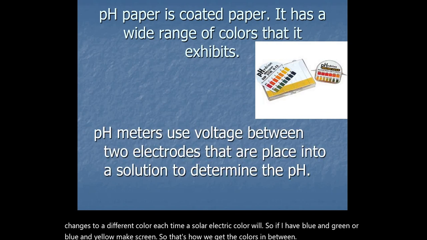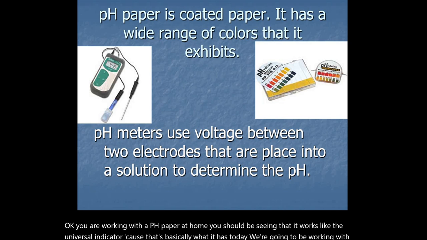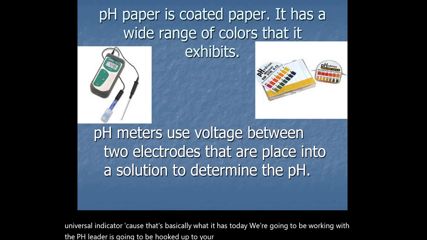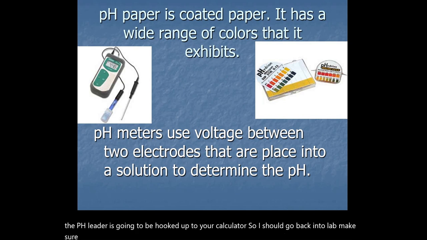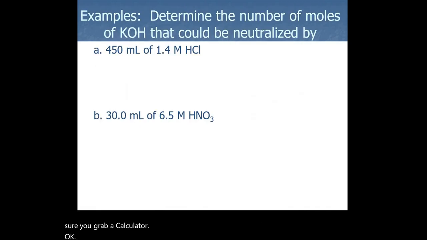You are working with pH paper at home. You should be seeing that it works like the universal indicator, because that basically is what it has. Today we're going to be working with a pH meter. It's going to be hooked up to your calculator, so as you go back into lab, make sure you grab a calculator.